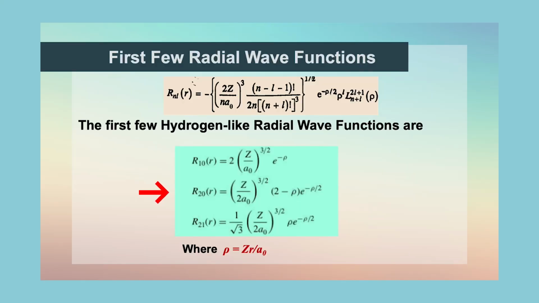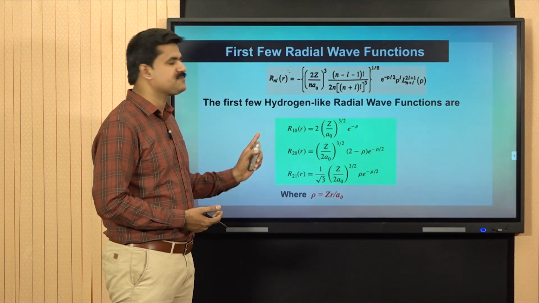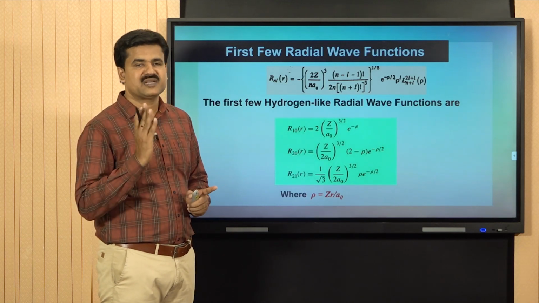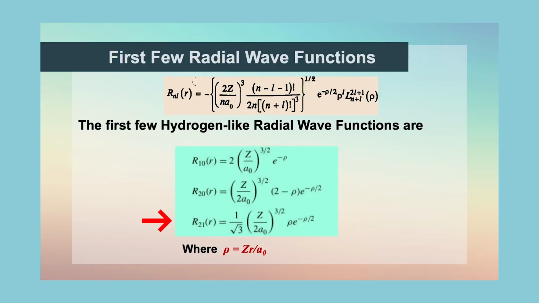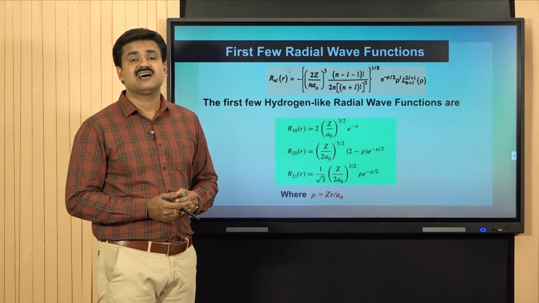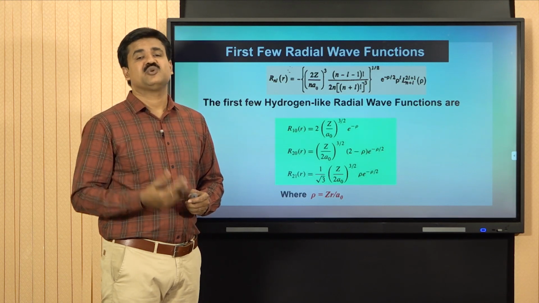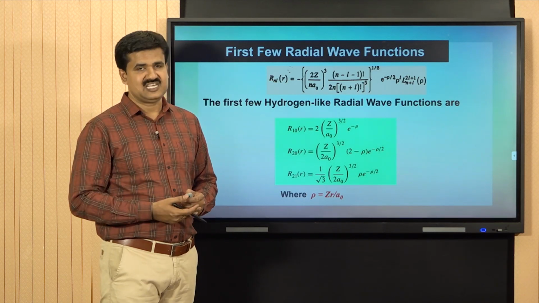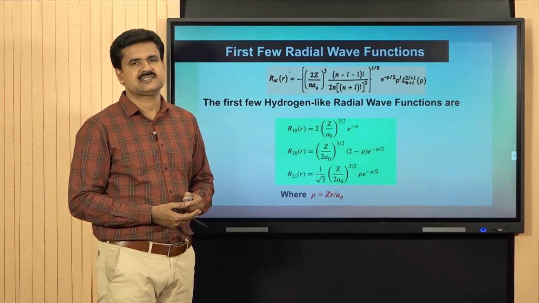And for the final relation, I have to put n equal to 2 and l equal to 1. That is, the principal quantum number is 2 and the azimuthal quantum number is 1. Then we get R_21(r), that is equal to 1 by root 3 into (Z/2a0) the whole raised to 3/2 into rho into e raised to minus rho by 2, where the term rho is equal to Zr by a0. Z is the atomic number, a0 is known as the Bohr radius, and r is our variable. So these are the first few hydrogen-like radial wave functions.